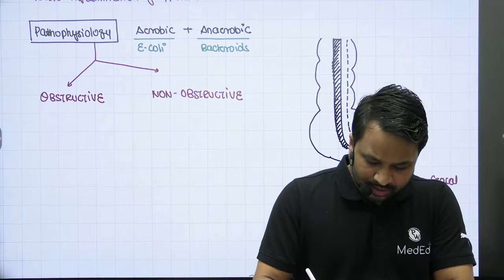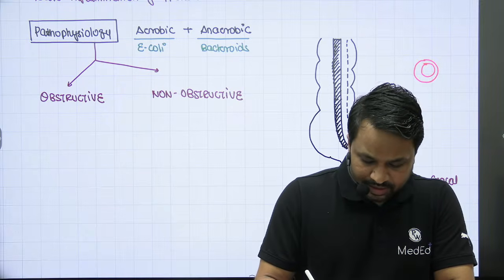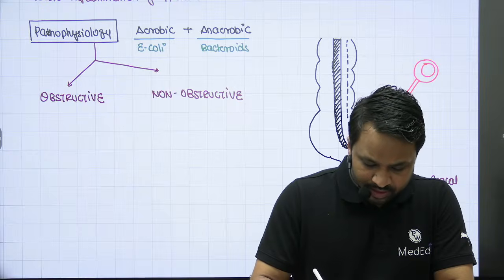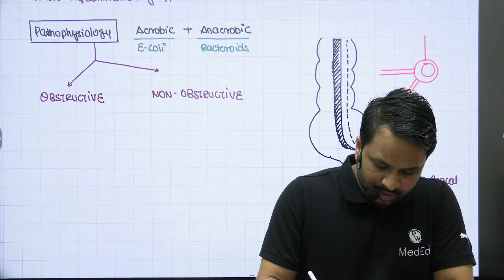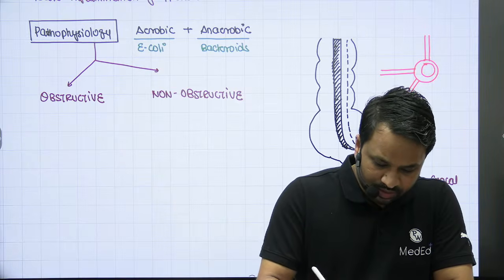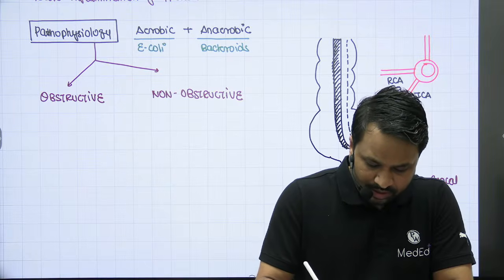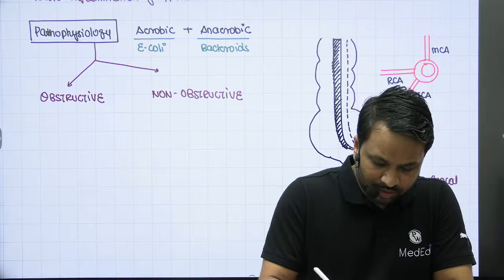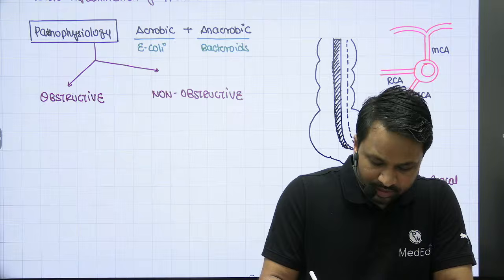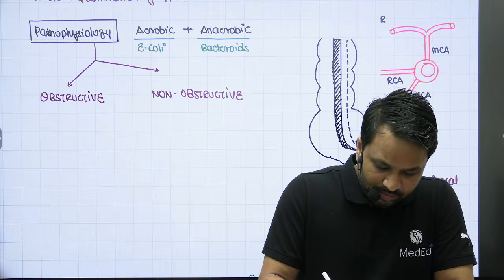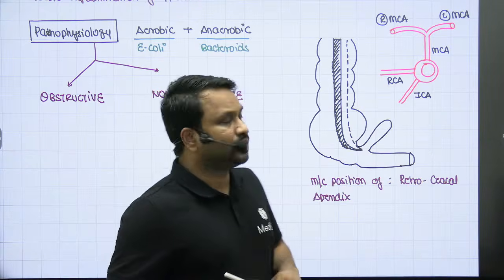When you talk about the blood supply, take this as a representation of the superior mesenteric artery. The superior mesenteric artery has three branches: the ileocolic artery, the right colic artery, and the middle colic artery. This is what we call the ileocolic artery. This happens to be the right colic artery, and this happens to be the middle colic artery. We all know the middle colic artery will again divide into the right branch and the left branch of the middle colic artery.